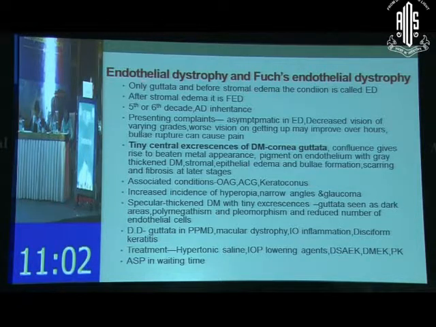Important one is the endothelial dystrophy, which we are dealing with every day when you get guttata. If you have only guttata before the stromal edema, it is endothelial dystrophy. If there is stromal edema, it is Fuchs. You usually get it in the 5th or 6th decade, autosomal dominant.